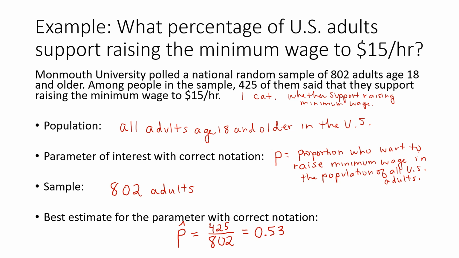So in the handout that you have to finish up for today's class, there are a series of little scenarios for you to identify the population, the parameter of interest with the correct notation, the sample, and the best estimate for the parameter. Once you're done, you can submit that using the link in the Course Materials tab. And once your work is submitted, you will be given access to the solutions so you can check your work. And if anybody has any questions, we'll go over those questions in class on Thursday.